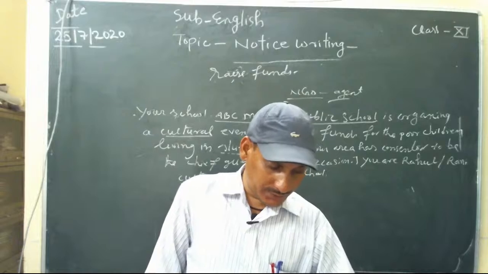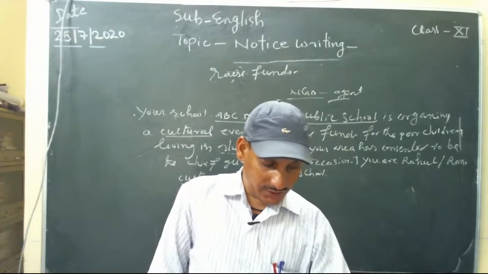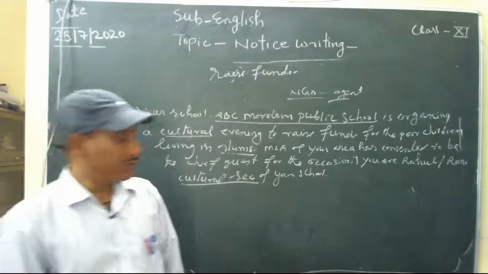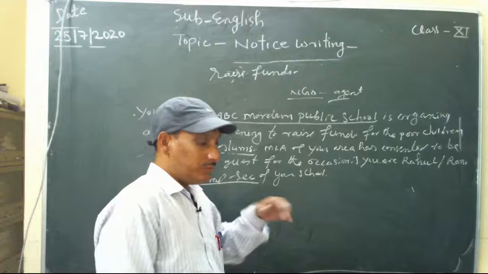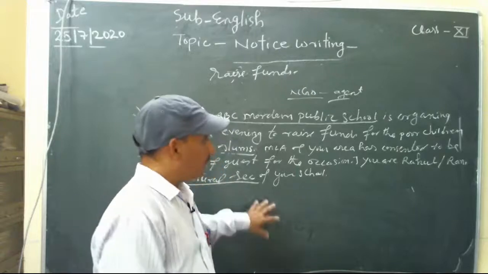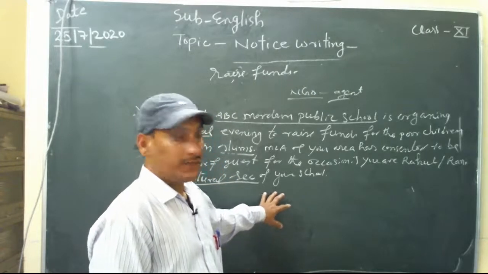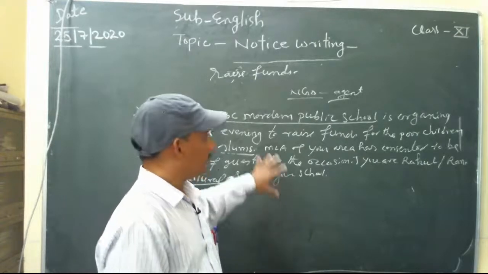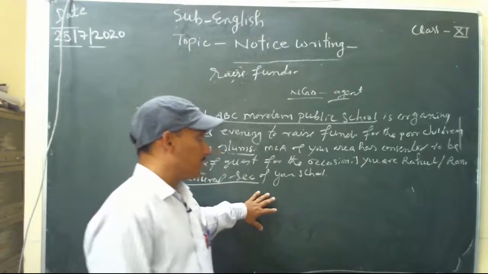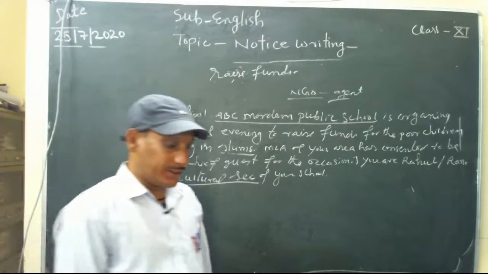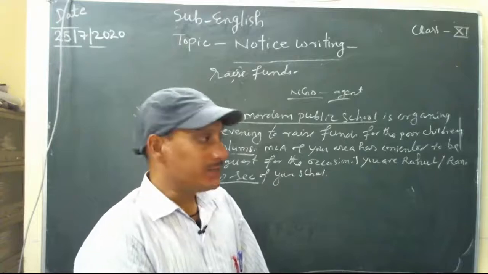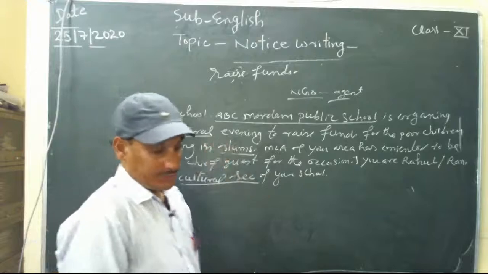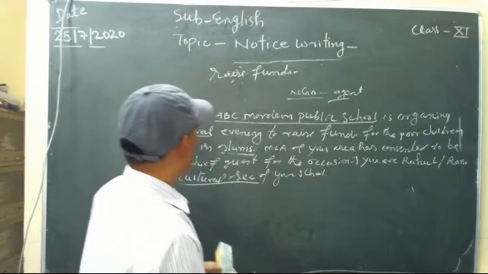Now you might be thinking how a cultural evening will help the poor students. Here we will raise funds, but how will the funds be raised? We will have to charge tickets. We will invite parents for the show, and then we will charge some money in the form of tickets or entry from the parents, and that collected amount can be donated to the welfare of these slum people. So this is the question. Now how will you do it?